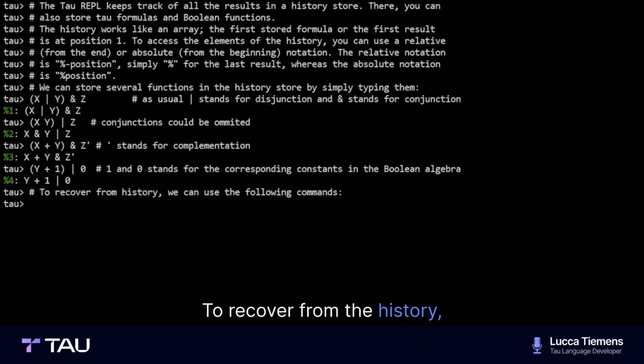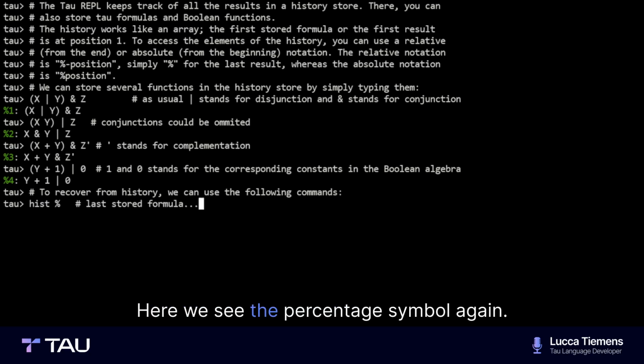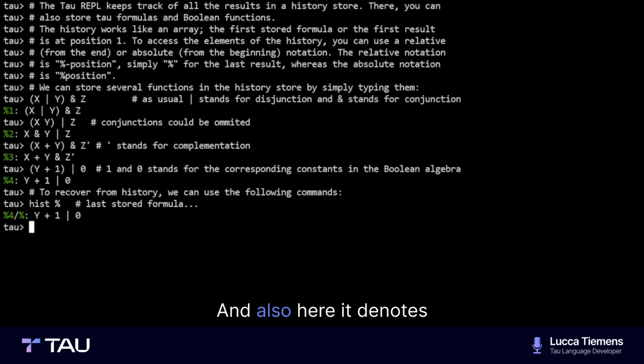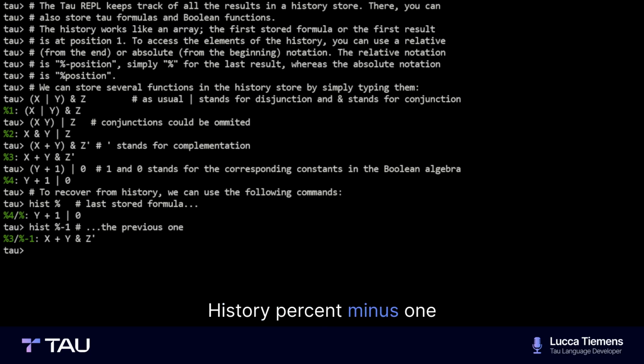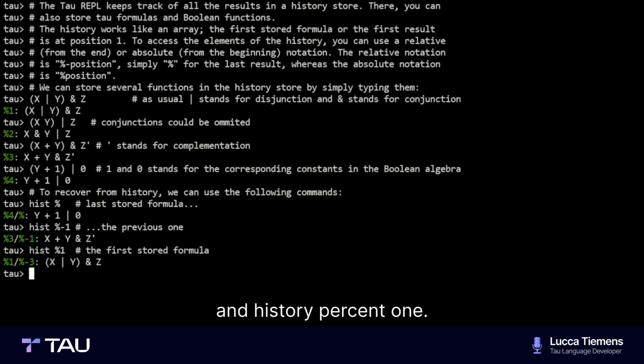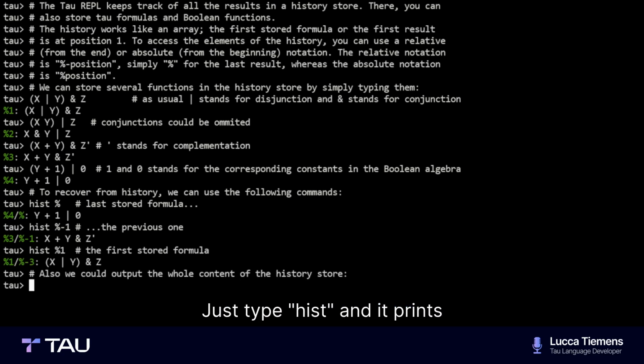To recover from the history, we can use the following commands. Hist %, here we see the percent symbol again, and also here it denotes the last position. Hist %-1 denotes the previous position. So we are going backwards one step from the end. And hist %1, this is the absolute notation, and it denotes the first formula we ever stored in our history. Also, we can output the whole content of the history. Just type hist, and it prints all stored formulas.